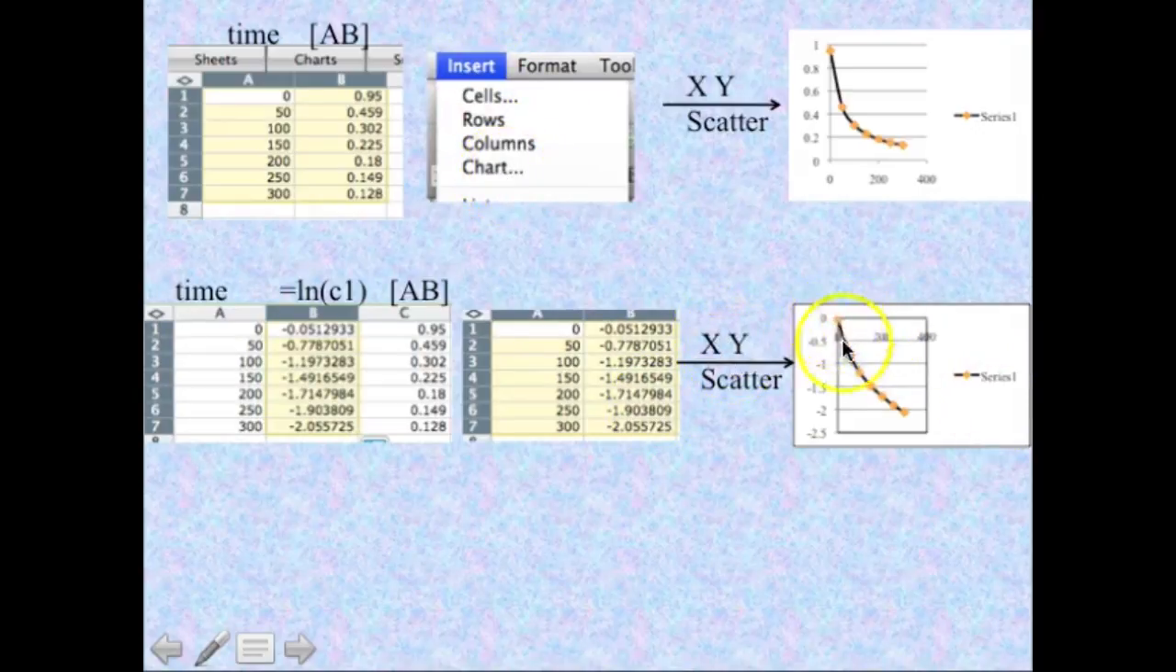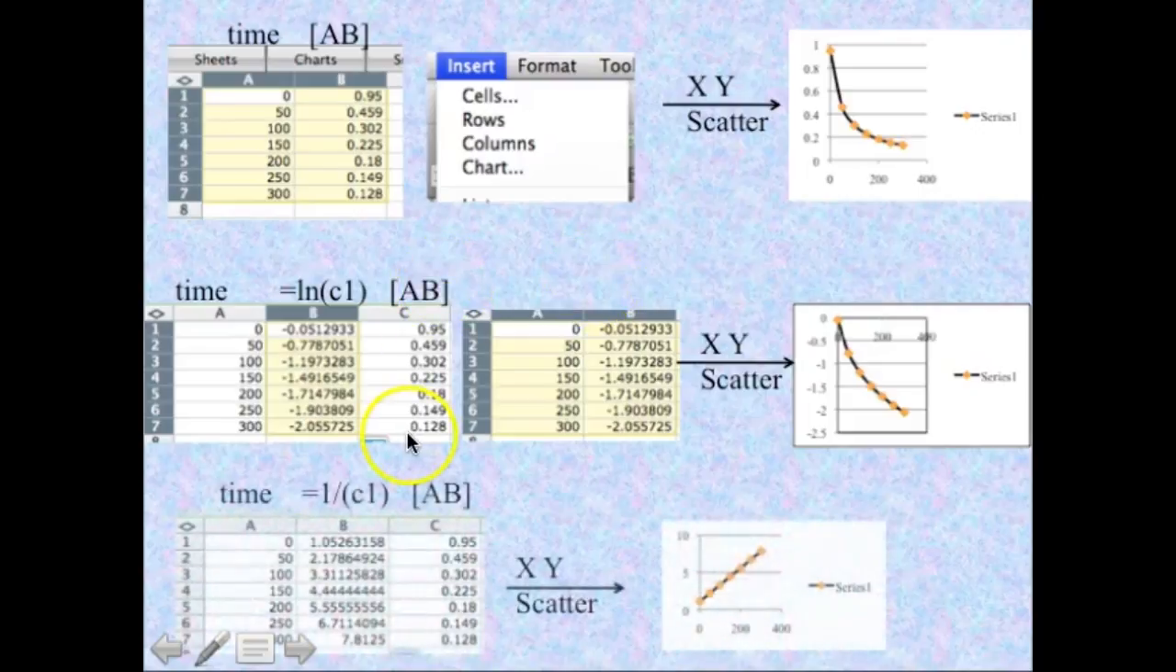Oh no, it's still not a straight line. It's not a first order reaction. All right, let's do it one more time. This time in the column between A and C, we use the formula equals 1 over C1 as our reference. In other words, the invert of 0.95.